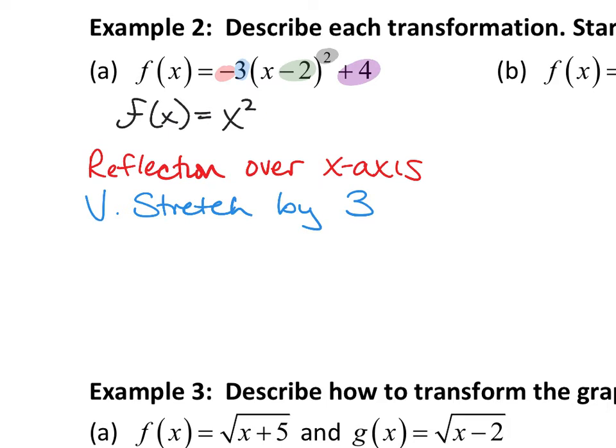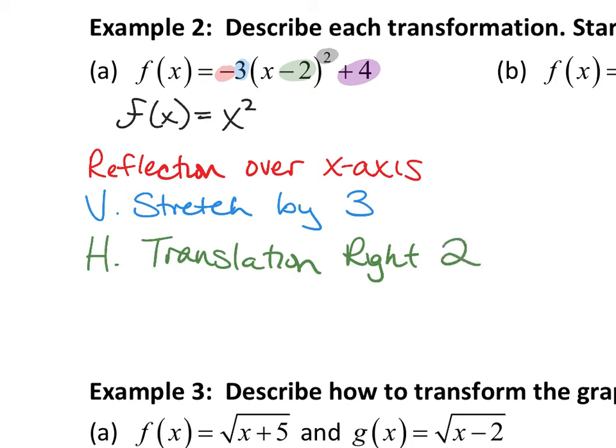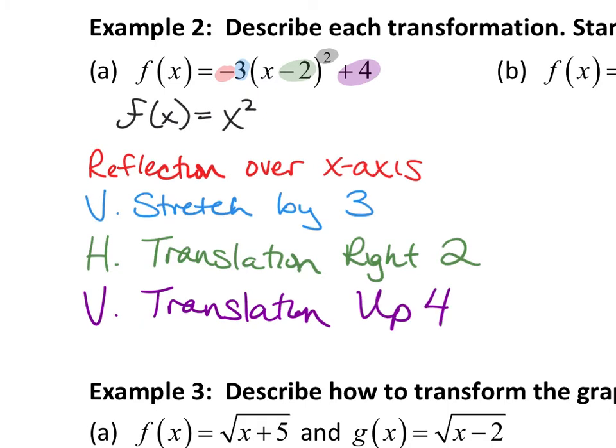Then minus 2 on the inside, by definition, when we're subtracting numbers on the inside of the function, is a horizontal translation. And this is going to move to the right, because subtracting numbers moves it to the right. It's kind of the opposite of what you think would happen. And if we add 4 at the end, that's a vertical translation. This is going up 4. Makes sense?